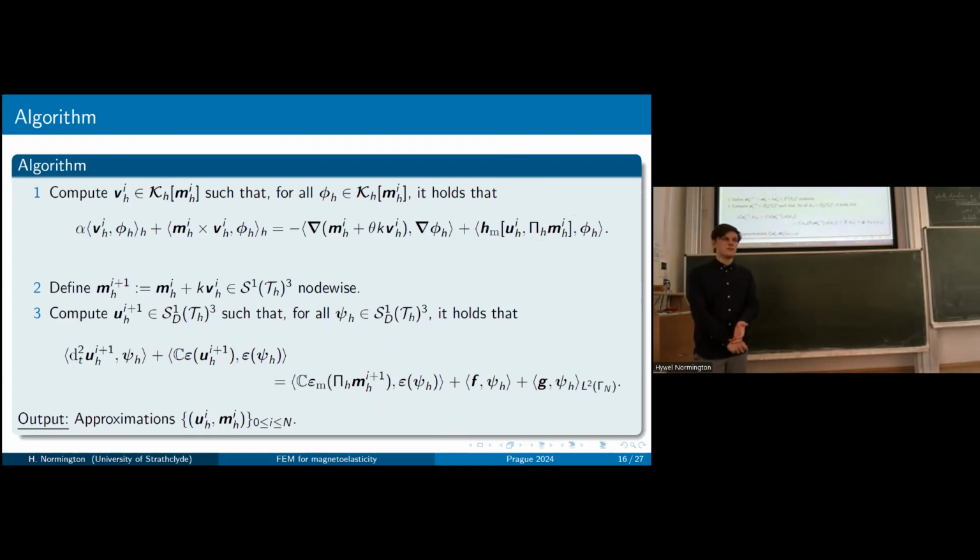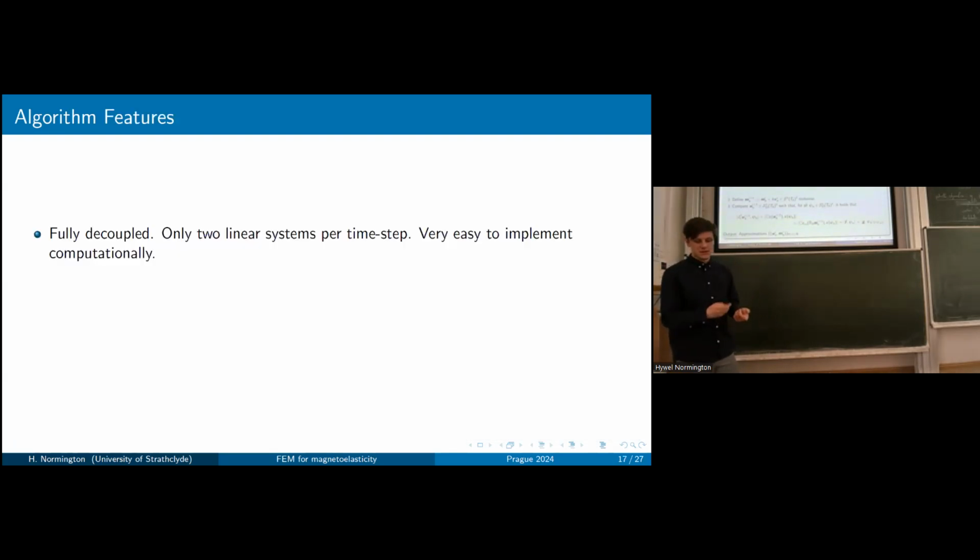If you didn't do this decoupling, I'd have to solve some much more complicated system involving all of these terms at the same time. But this means I can decouple it, I can solve 2 linear systems, and it's actually quite easy to implement this computationally. I'm the one who wrote the current implementation, so don't look at the code, please, it's quite terrible, but it is actually easy if you know what you're doing.